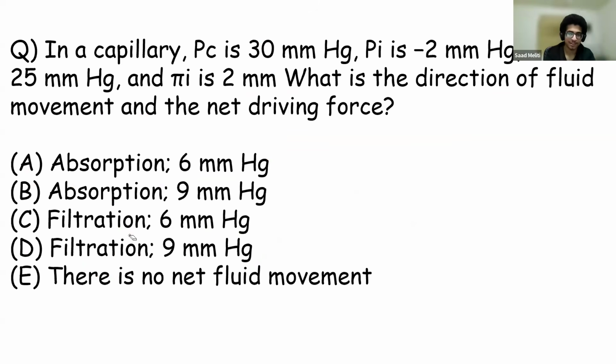So let's go for this first question. In a capillary, the hydrostatic pressure is 30 millimeters mercury. The interstitial hydrostatic pressure is -2. Okay, keep that in mind. The capillary oncotic pressure is 25, and the interstitial oncotic pressure is 2. So what's the answer? Okay, someone already gave me an answer. I'll wait for one more answer.